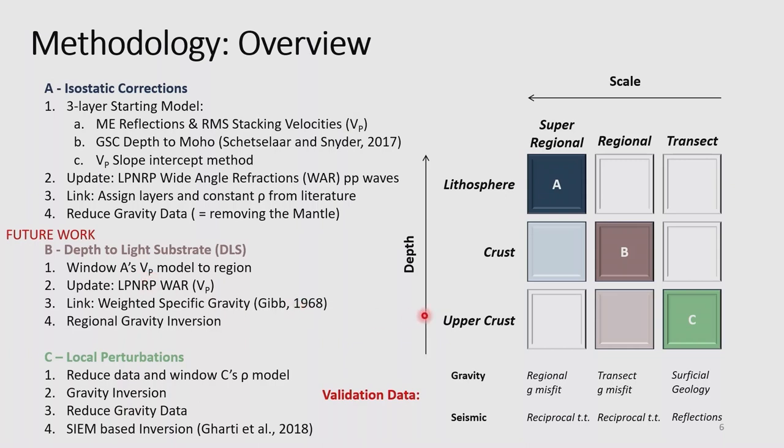So this is the gravity data he's going to be using and some of the constraints, official geology for example, and this is the data that he's going to be using as well at each of the different scales, which is going to be used to validate the results.